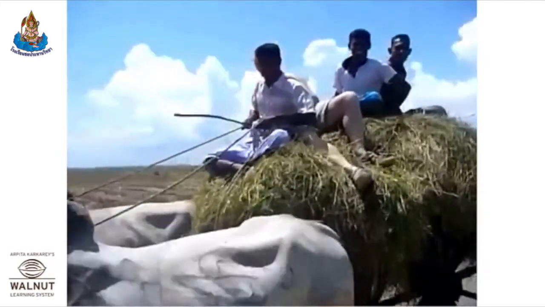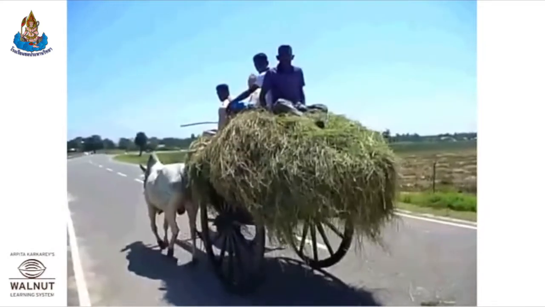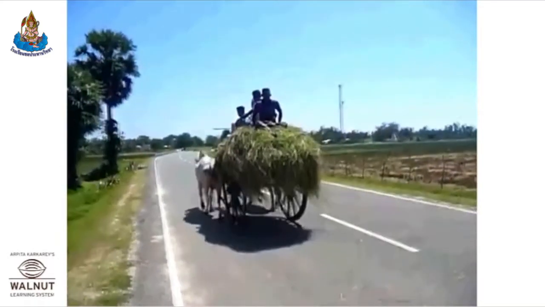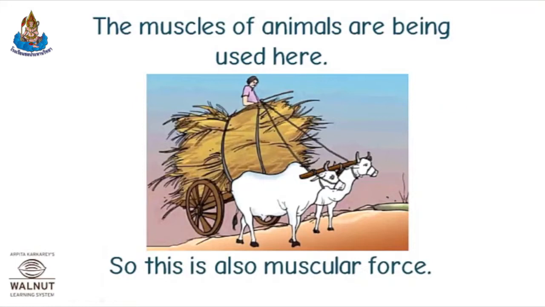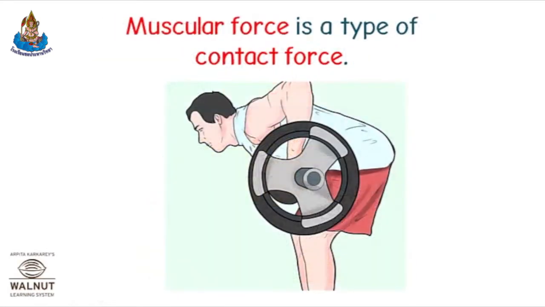What force do you think is being used here? The muscles of animals are being used here. So, this is also muscular force. The force applied by humans or animals using parts of the body is called muscular force. Muscular force is a type of contact force.